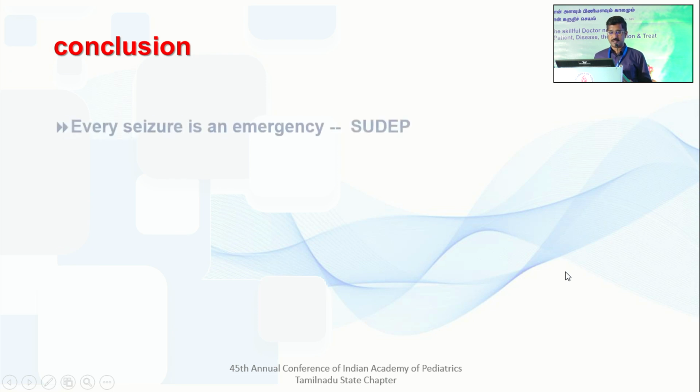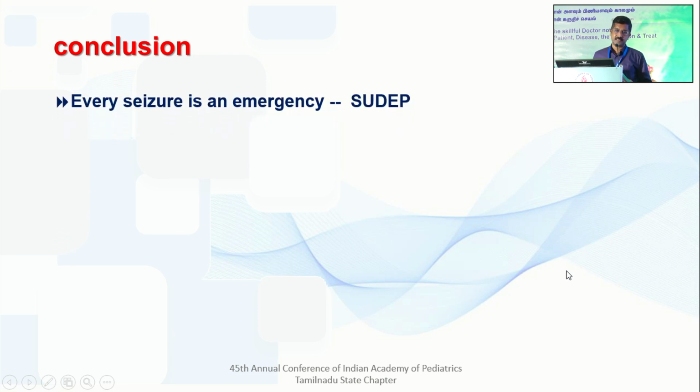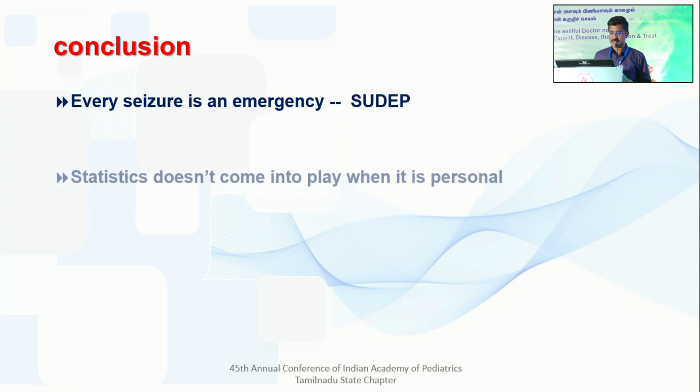So, to conclude, every seizure is an emergency. You should try to stop each and every seizure because of the risk of SUDEP, sudden unexpected death in epilepsy. Though it's rare, the incidence is around 1 in 1,000, but not only death, a seizure is really a frightening event, not only to the child, but to the entire family. So our aim is to stop any further seizures.